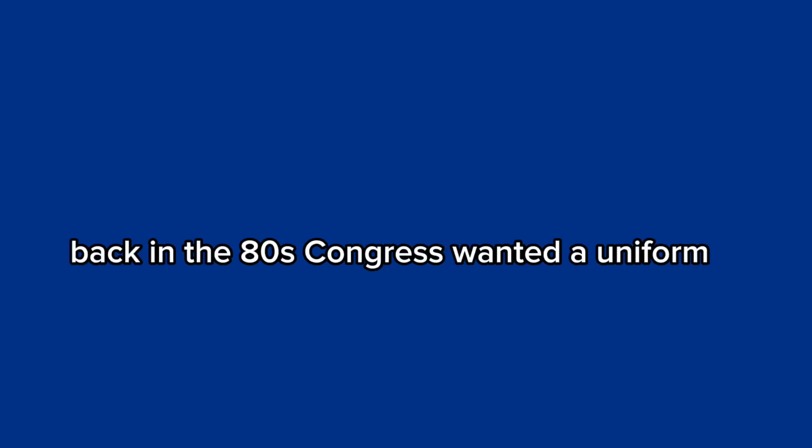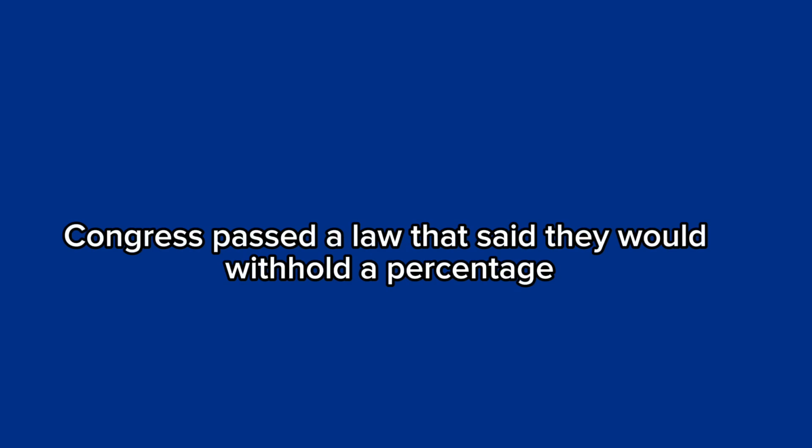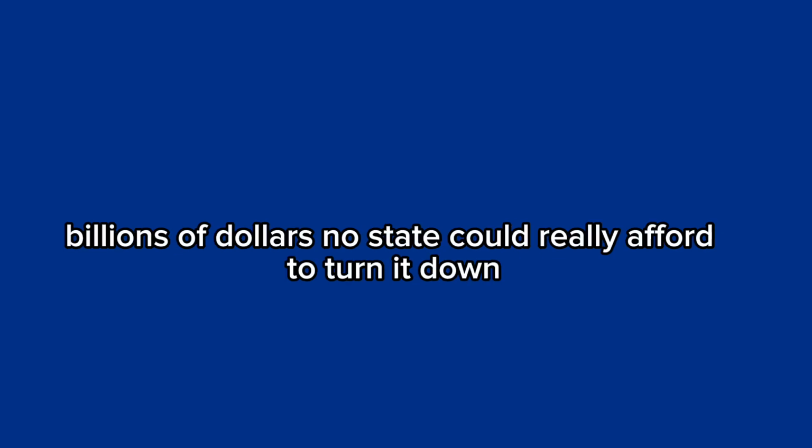Exactly. Back in the 80s, Congress wanted a uniform national drinking age of 21 to combat drunk driving. But they couldn't just pass a law ordering states to set their drinking age at 21. That's a state police power. So they used the spending power instead. They did. Congress passed a law that said they would withhold a percentage, I think it was 5% at first, of a state's federal highway funding if that state did not raise its drinking age to 21. And highway funding is a massive amount of money. Billions of dollars. No state could really afford to turn it down. And the Supreme Court upheld this as a legitimate use of the spending power. They said it was a strong incentive, but it wasn't outright coercion.